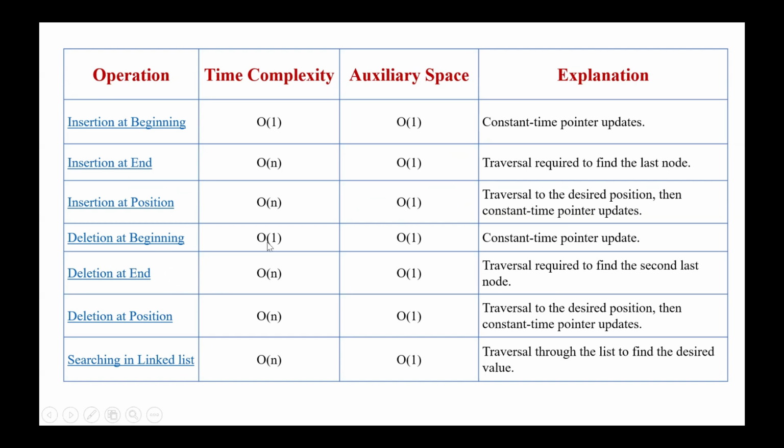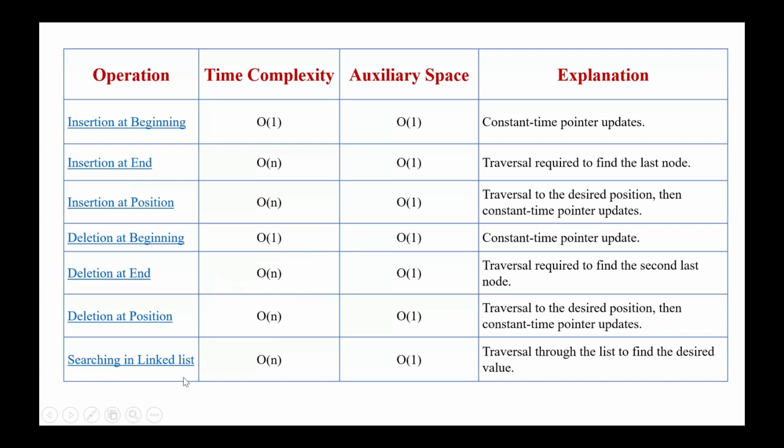Deletion at the beginning is order of 1, because we only have to point to the next node. Deletion at the end: whenever we have to delete a node at the end of the linked list, we have to traverse to the end position. That's why it is order of n. Deletion at any specific position is the same, because we don't know at which location the element is present. If n nodes are present, deletion is order of n.